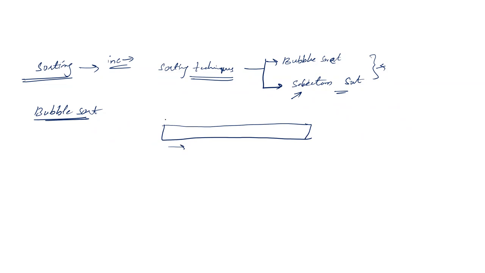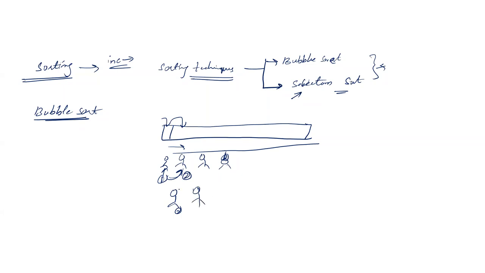For example, the students are standing here, and you want to make them stand in increasing order of their heights. What are you going to do? You compare this fellow's height with the next fellow's height. If this fellow's height is greater than the next fellow's height, you move the second fellow to the front, and you move the first fellow to the back.